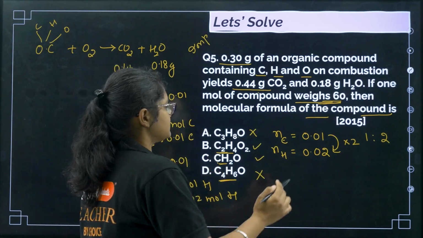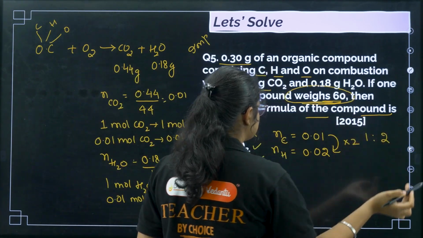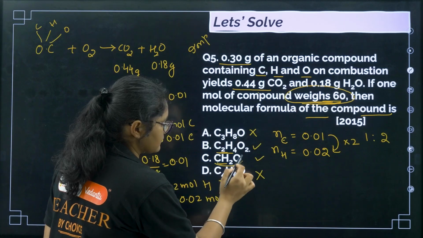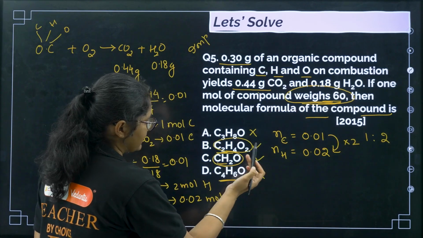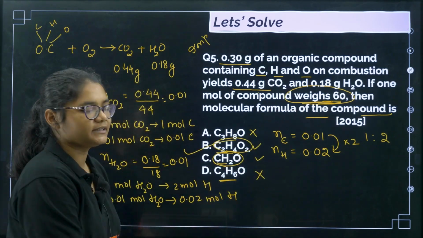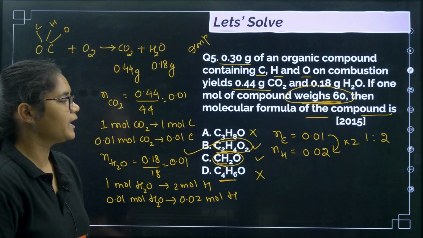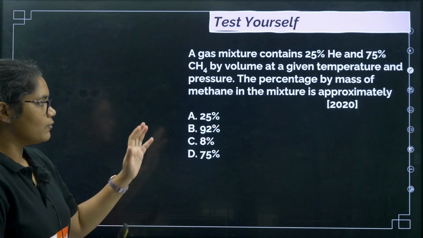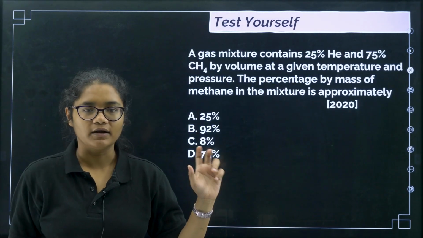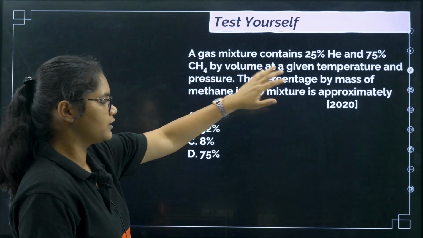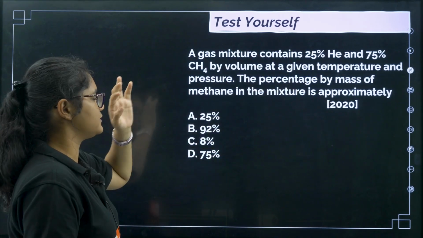But the question also says that the molecular mass of the compound is 60. If I add these three, I'll get 30. But if I add this, I'll get 60. So that is why the correct answer is option number B here. Okay. So yes, this is a homework question now. This is a little tough question, I'll say. So I've given you a question from last year, 2020, for homework. So please try this question.